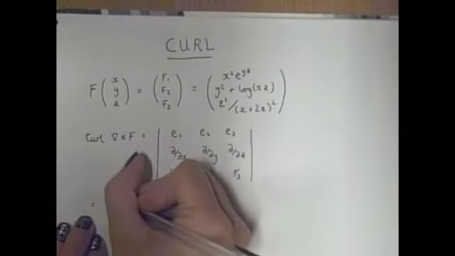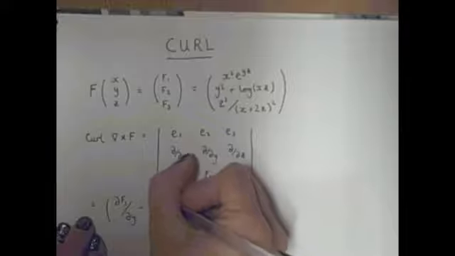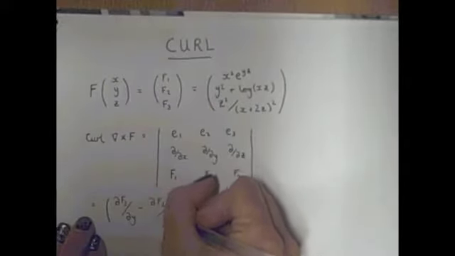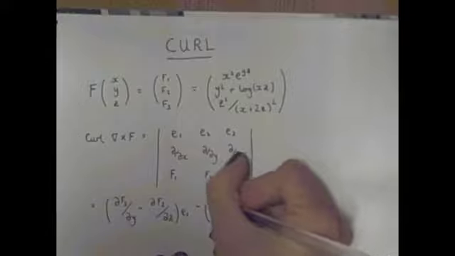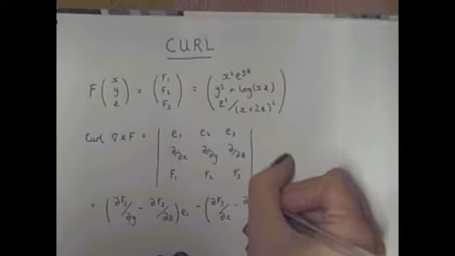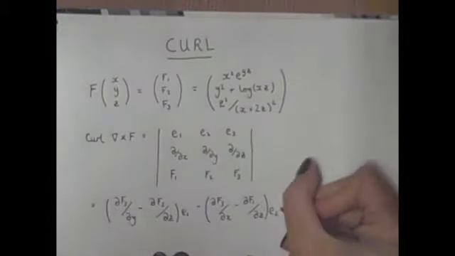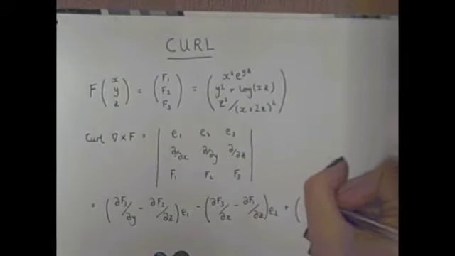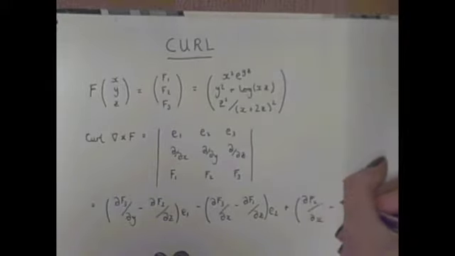This can then be written as df3 over dy minus df2 over dz, all times by e1, then minus df3 all over dx minus df1 all over dz, all times by e2, and then finally df2 all over dx minus df1 all over dy, all times by e3.